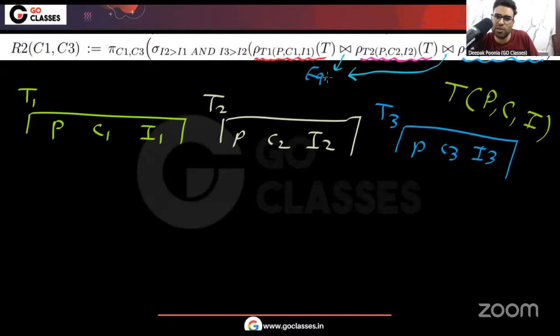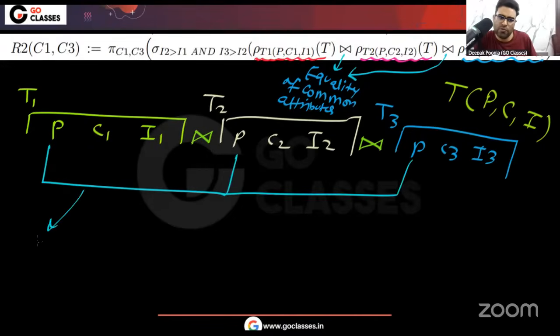Natural join means equality of common attributes. Yes or no? This is what the natural join means: equality of attributes with the same name. What are the attributes with the same name here? Now you tell me. This P is the attribute with the same name. So what I want is equality of the attributes with the same name. Basically I want these P's to be equal. They must be equal.